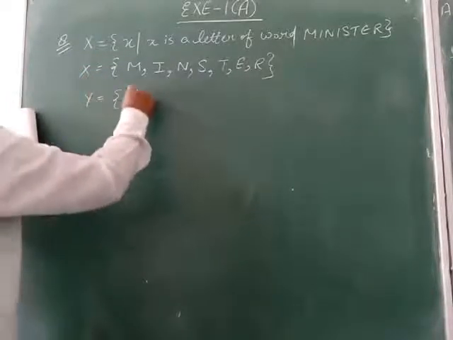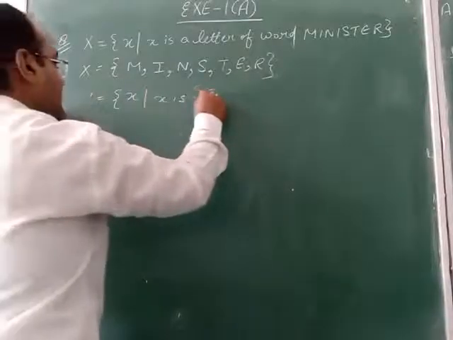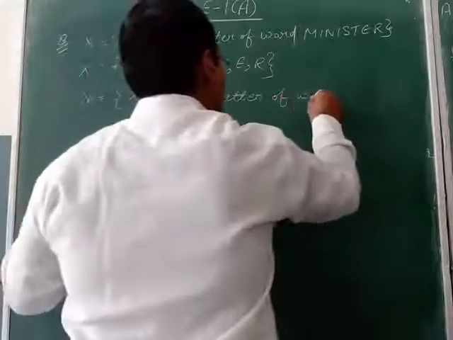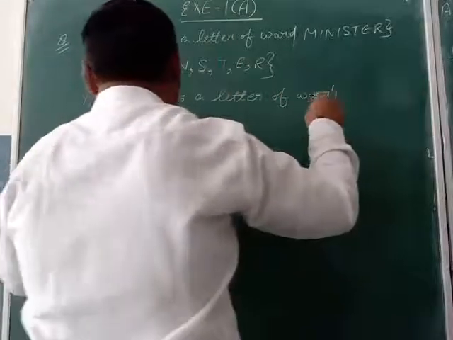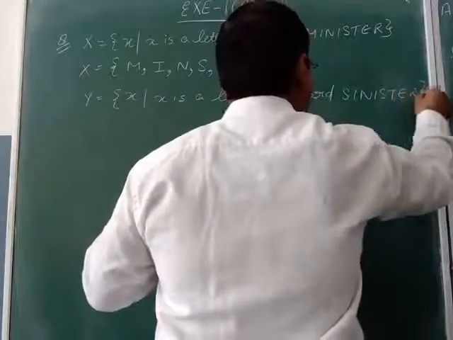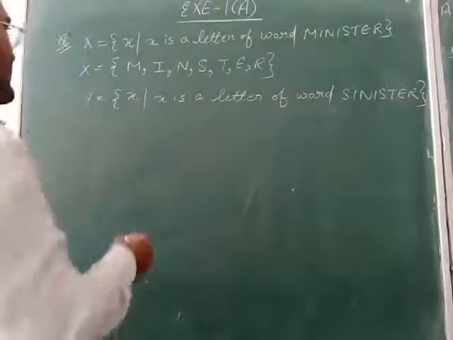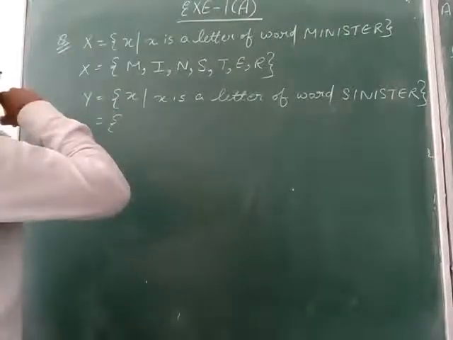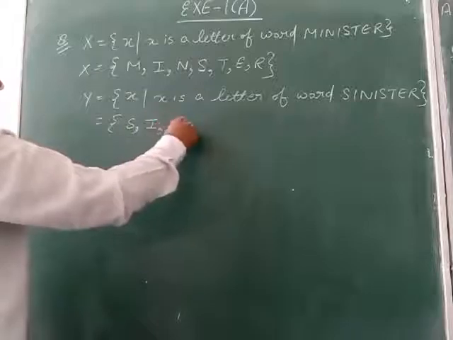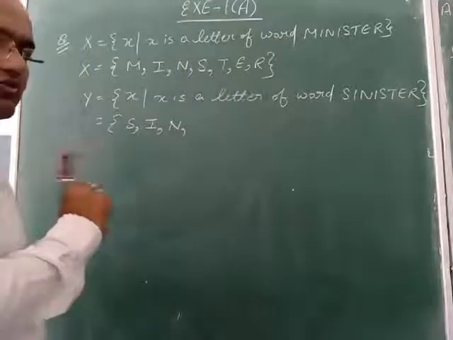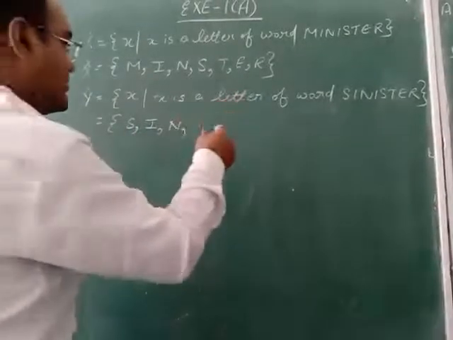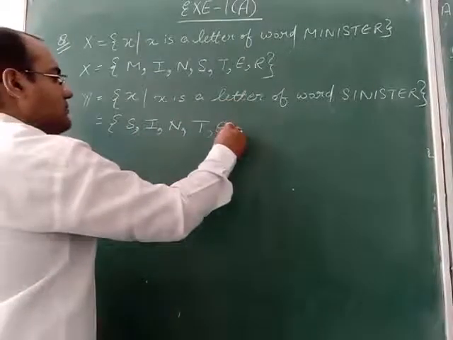In the Y, x such that x is a letter of the word "sinister". In this also we have to write letters. Which letters are coming, that we will write. S, comma, I, N. Again I is coming, once we had written, so we will not write. After I, S is coming, that also we have written. After S, T, E, R.